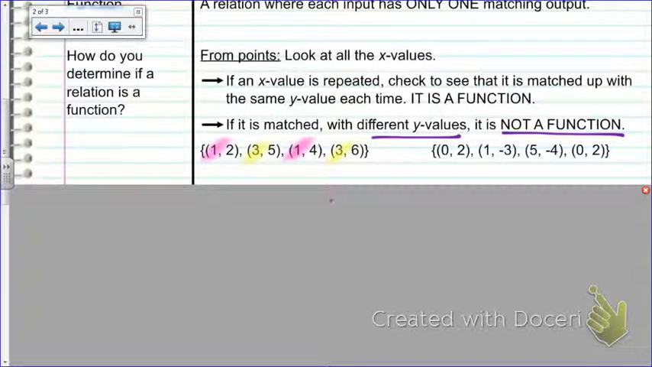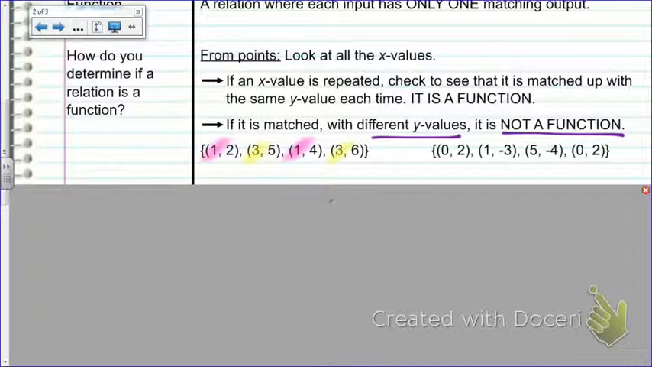If it is repeated, it has to be with the same y value. So let's look at our 1s. The first one is attached to a what? A 2. And the second one is attached to a 4. Is it the same y value? No. Okay. So is this a function?